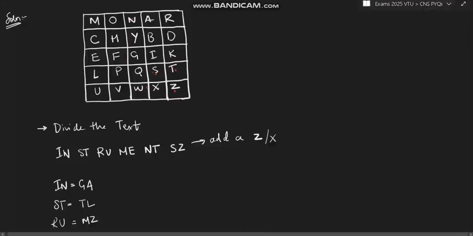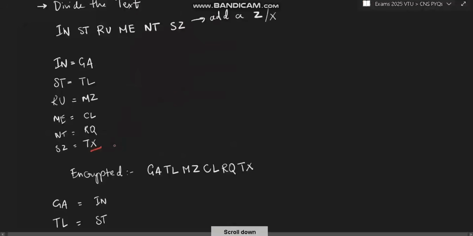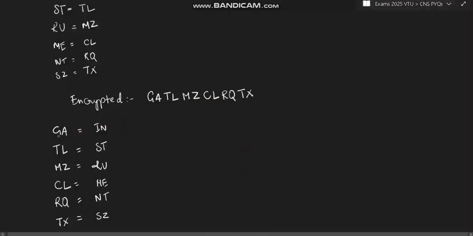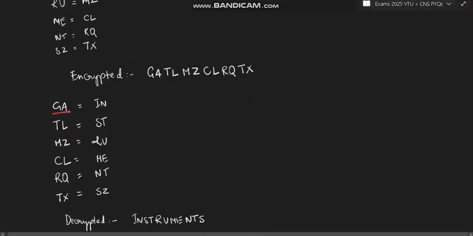See, SZ is present here, right? So we'll make a square here. S we will go with T and Z will go with X, so it will be TX. Okay, so the encrypted text will be GA TL MZ CL RQ TX. Now for each pair we will be taking the decryption. First we have to encrypt it, then again we have to decrypt it.